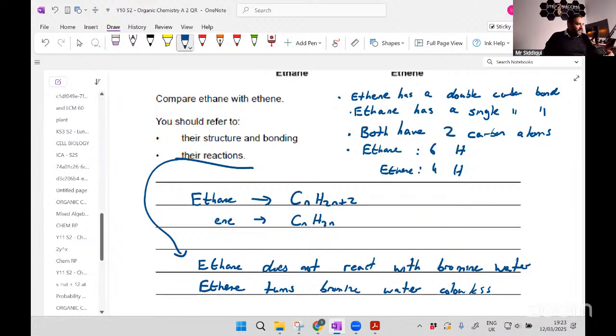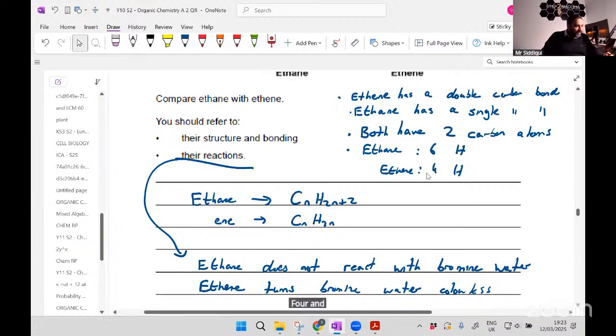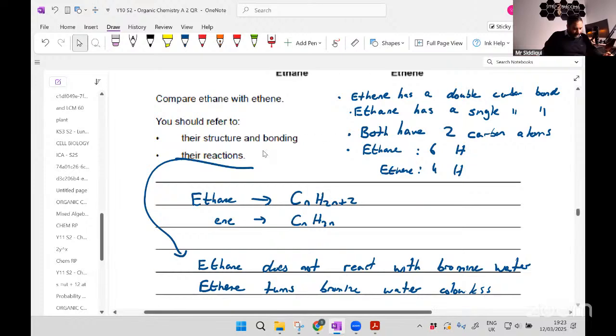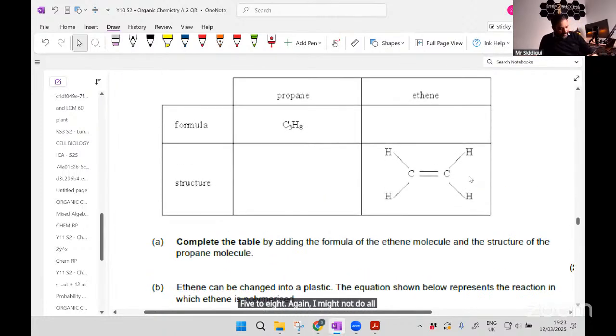There is more in here. Kidneys filtering the blood topic. Yeah, I'll try and get to that. Questions 4 and 6 in the year 9. Okay, I'll have to get back to that in a bit. 5 to 8, we said right. Again, I might not do all of this as previously.